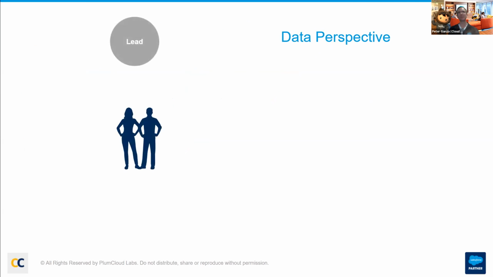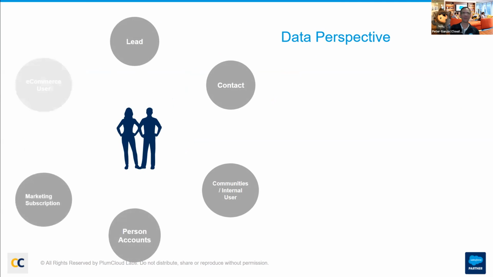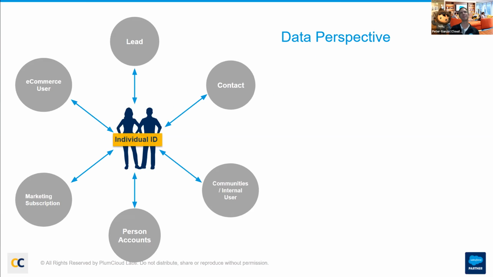I'm just going to build this one out fairly quickly, but this speaks to, where is a person's personal information in your org? They come in as a lead, they convert to a contact, then they could turn into an external user, a communities user. They might be in a personal account. They might have a marketing subscription, different channels. If you're doing e-commerce, custom objects. We're already up to 5 or 6 different objects that store the same individual's information. And this is the best thing.